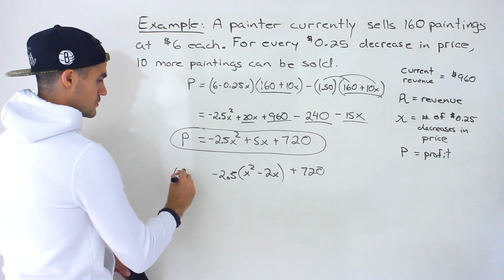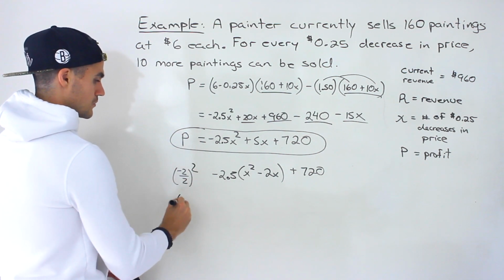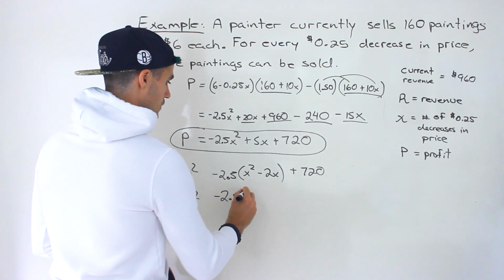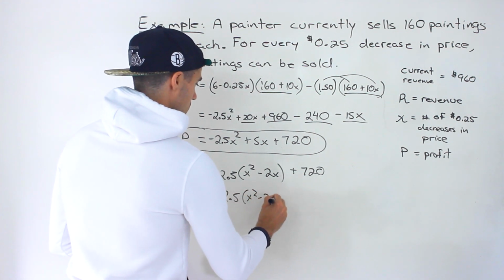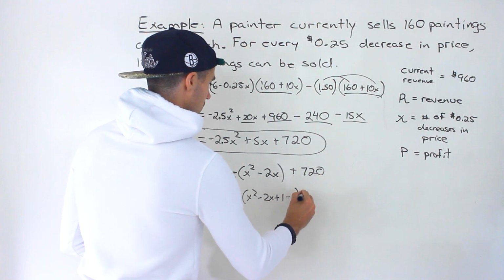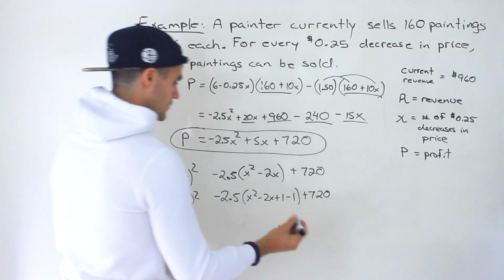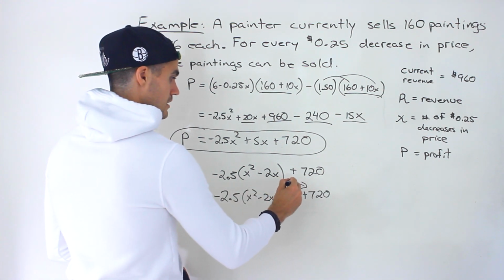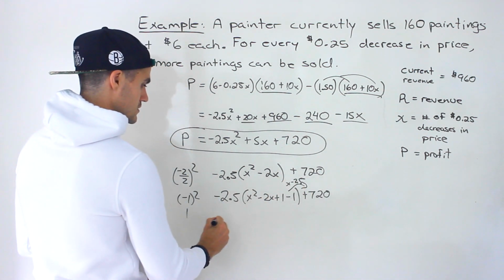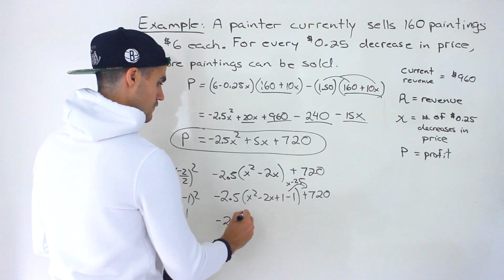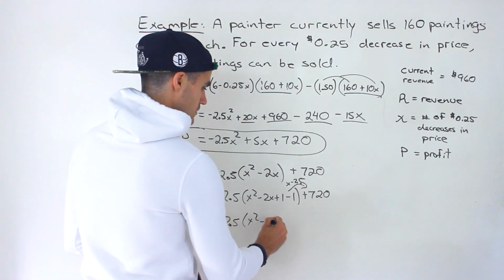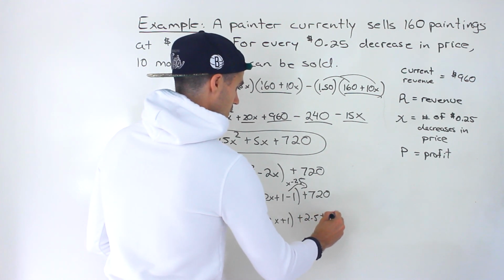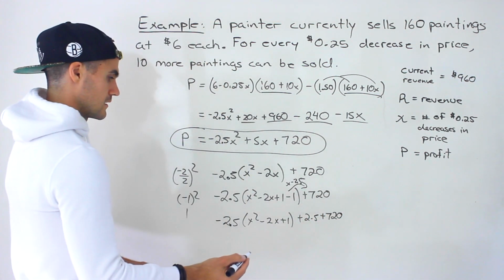Then the negative 2, we divide by 2, square it. That would be negative 1 squared, which will give us 1. So we end up with negative 2.5 times x squared minus 2x plus 1 minus 1. Then we got the plus 720. Then we take the negative 1 out. We've got to multiply it by the negative 2.5 that's in front. So negative 2.5 times x squared minus 2x plus 1, plus 2.5, plus 720, like that, right?